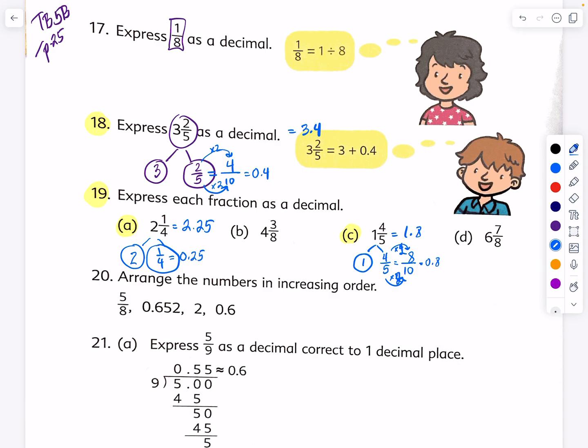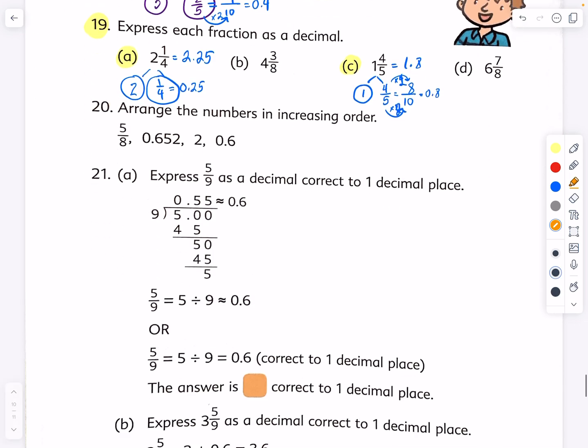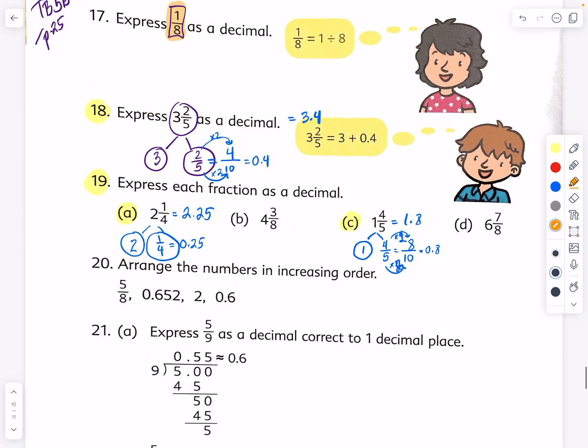Now, let's talk about the eights. And I would like to highlight the eights just like that. We have eights right here. We have eights in example B and in example D. And we also have eights right here, 5 eights in example 20. So let's address all these eights.